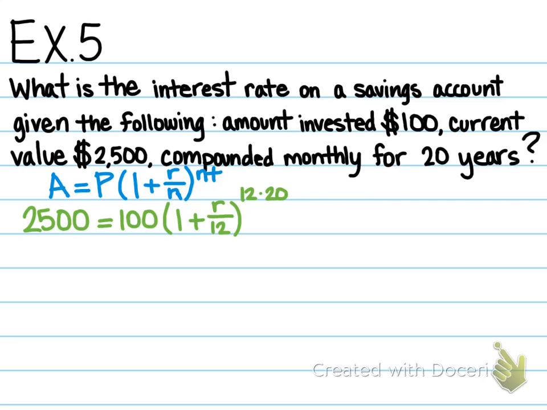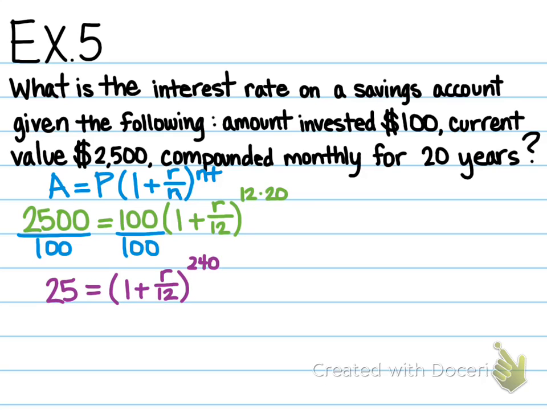So I've gone ahead and plugged in everything that I know. My amount after time is $2,500. My principal amount or initial amount was $100. I don't know the rate. It was compounded monthly, so my N is 12, and my time is 20 years. So our goal is to find the interest rate, to get R by itself. So first thing I'm going to do is divide by 100 on both sides. So 2,500 divided by 100 is 25, equals 1 plus r over 12 raised to the 240 power.